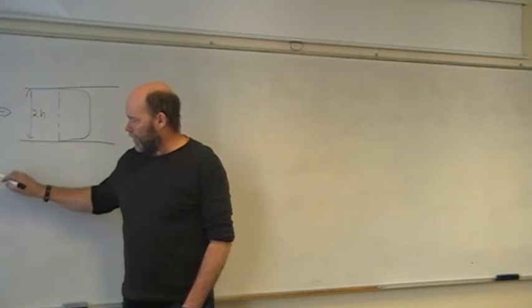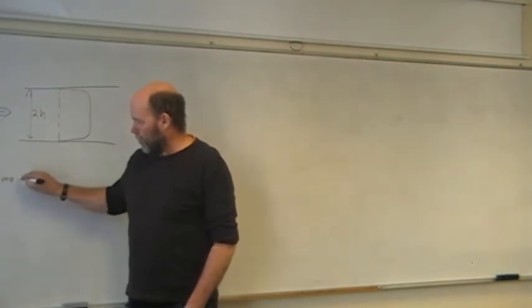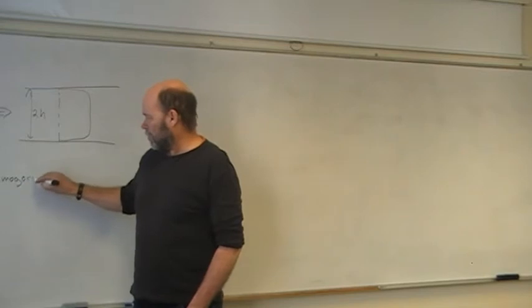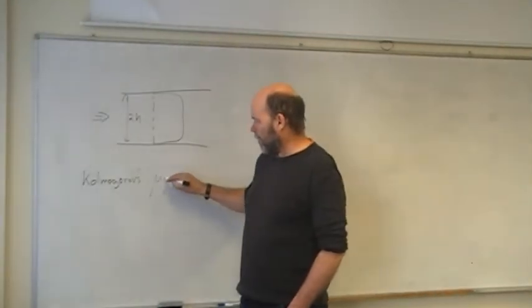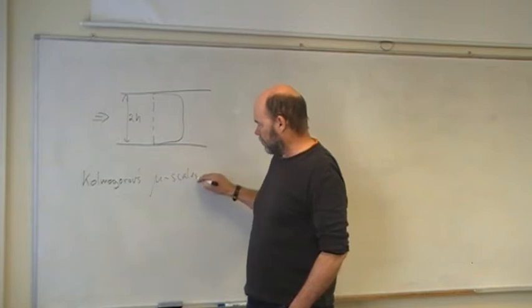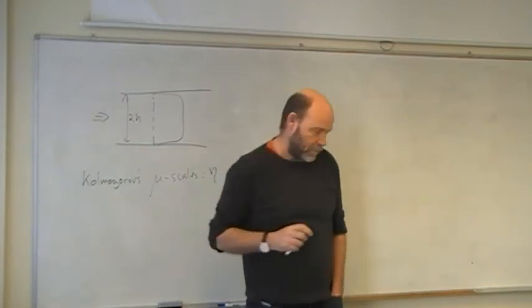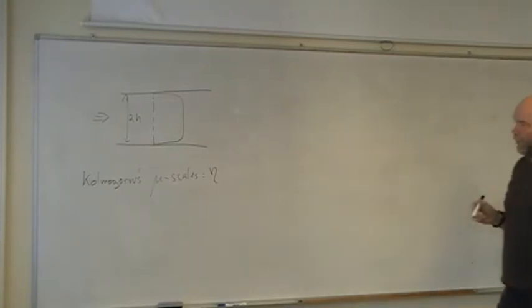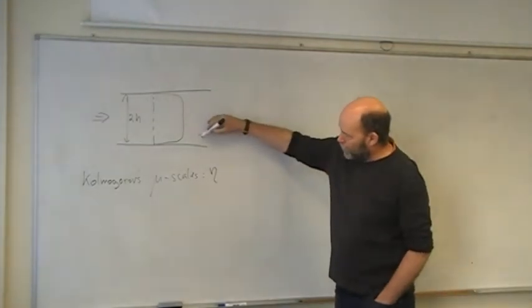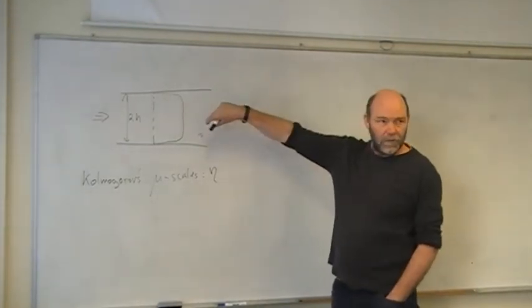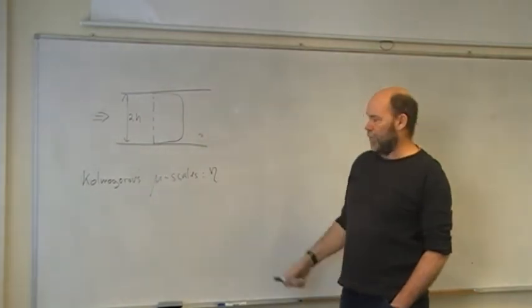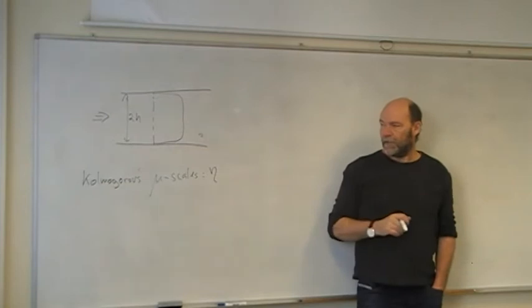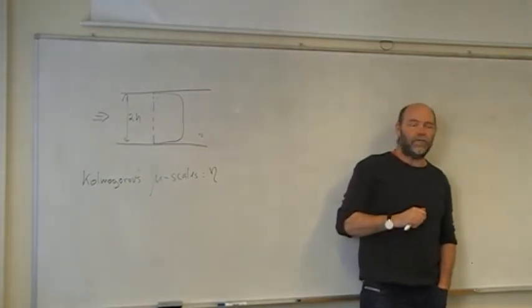Then on the other side you have something called Kolmogorov microscales. A length scale, eta, which describes sort of the smallest length scale you have in a flow. The size of the smallest little turbulent eddy, how big is this one? The smallest scale imaginable.